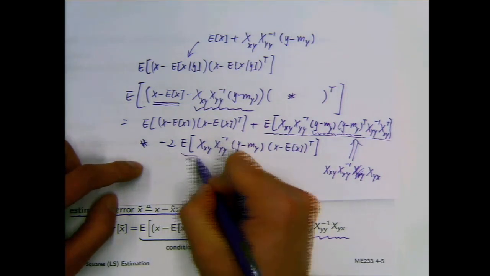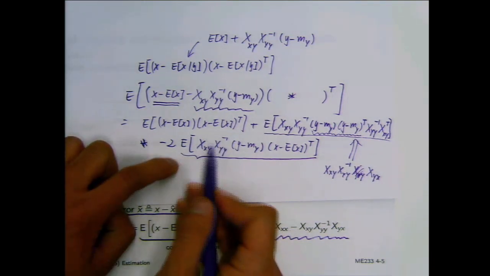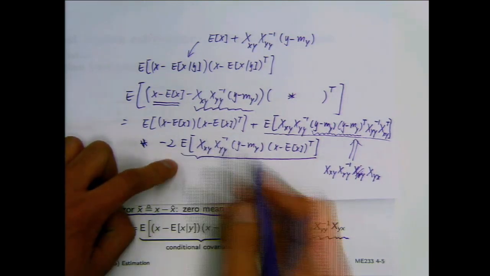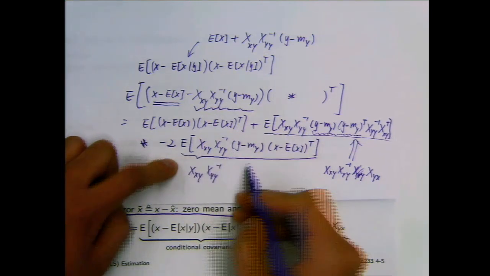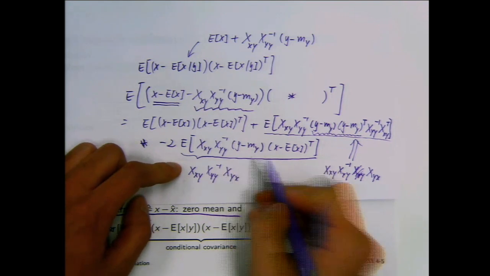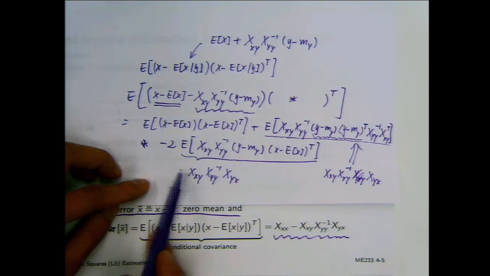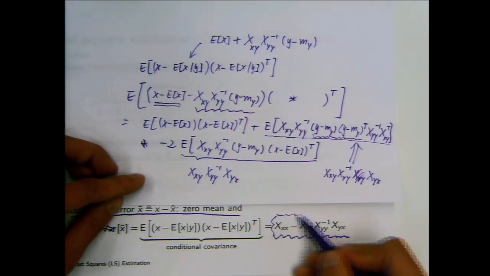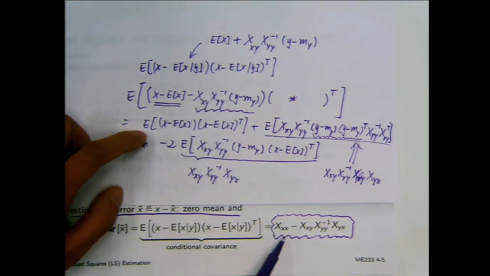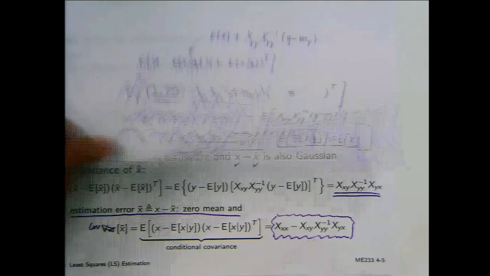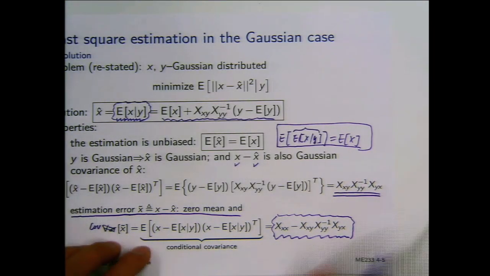So this is the result here. And then this term, the same logic. Constant matrices won't change the expectation sign here, so I can take this inside. I'm going to get Σxy Σyy inverse, then it's the cross covariance between y and x. So you see, now I have one term here. I have to multiply by minus 2. So the result is going to be the covariance of x itself minus this term. So that's the derivation.